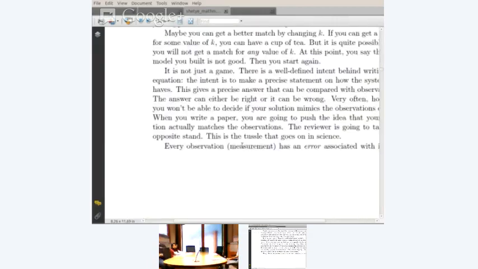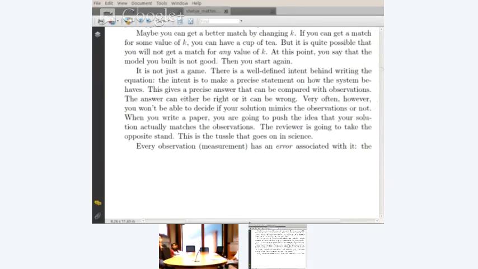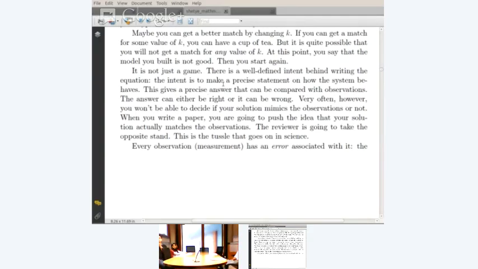I think this is a useful point. There's a well-defined intent behind writing the equations that we're doing. The intent is to make a precise statement on how the system behaves. A differential equation is an extremely precise statement with very precise implications. So it gives you a precise answer that can be compared with observations. The answer can be either right or wrong. Very often, you won't be able to decide if your solution mimics the observations or not. When you write a paper, you're going to push the idea that your solution actually matches the observations.